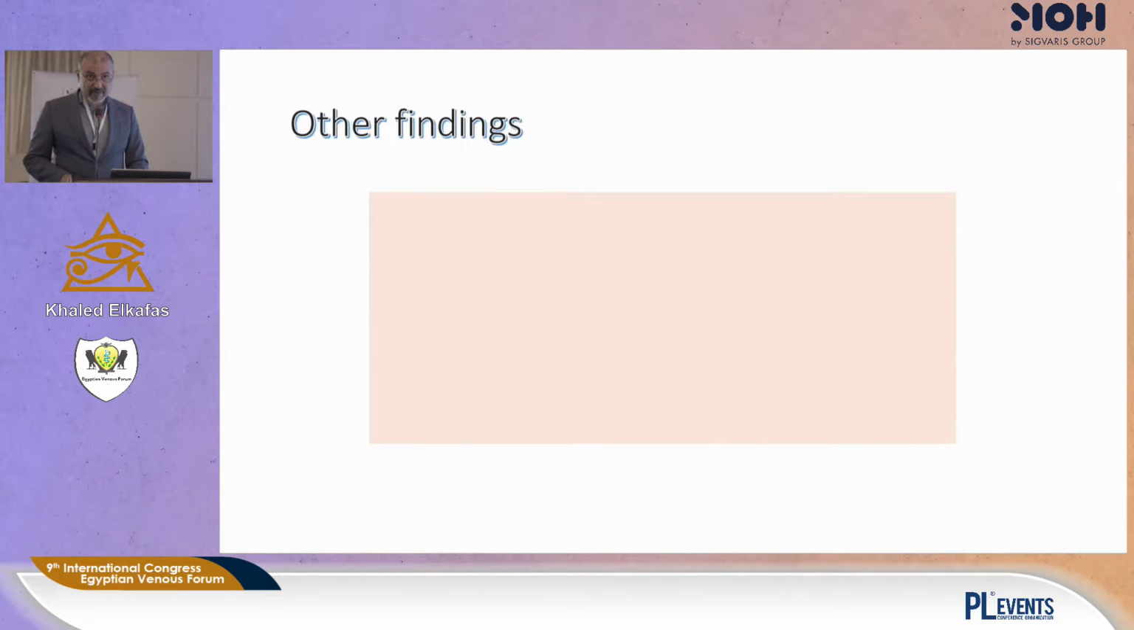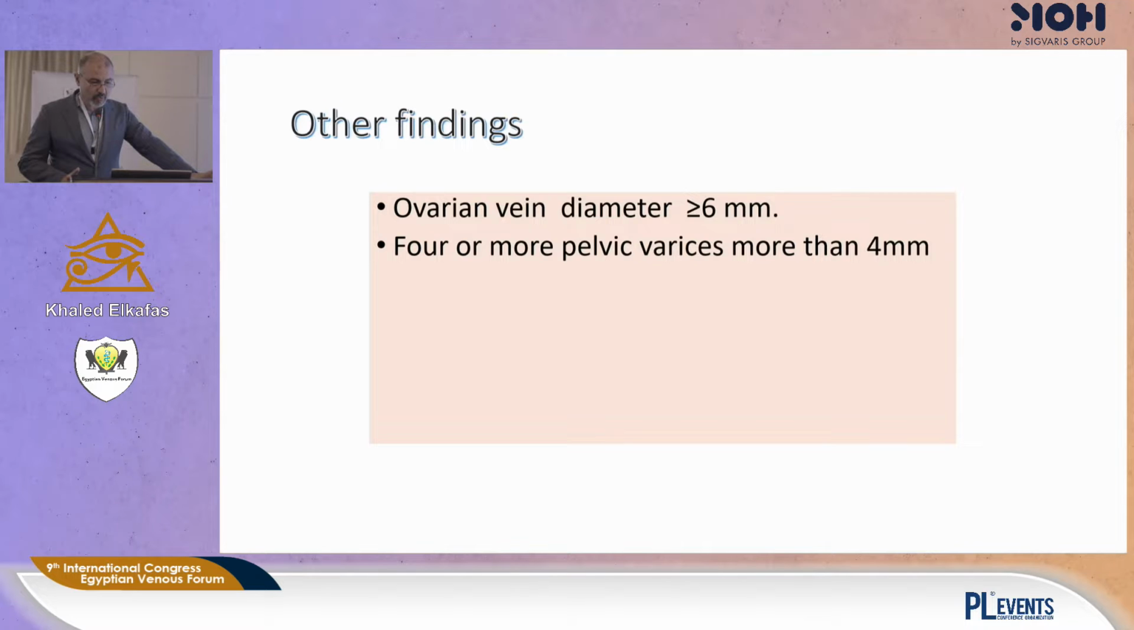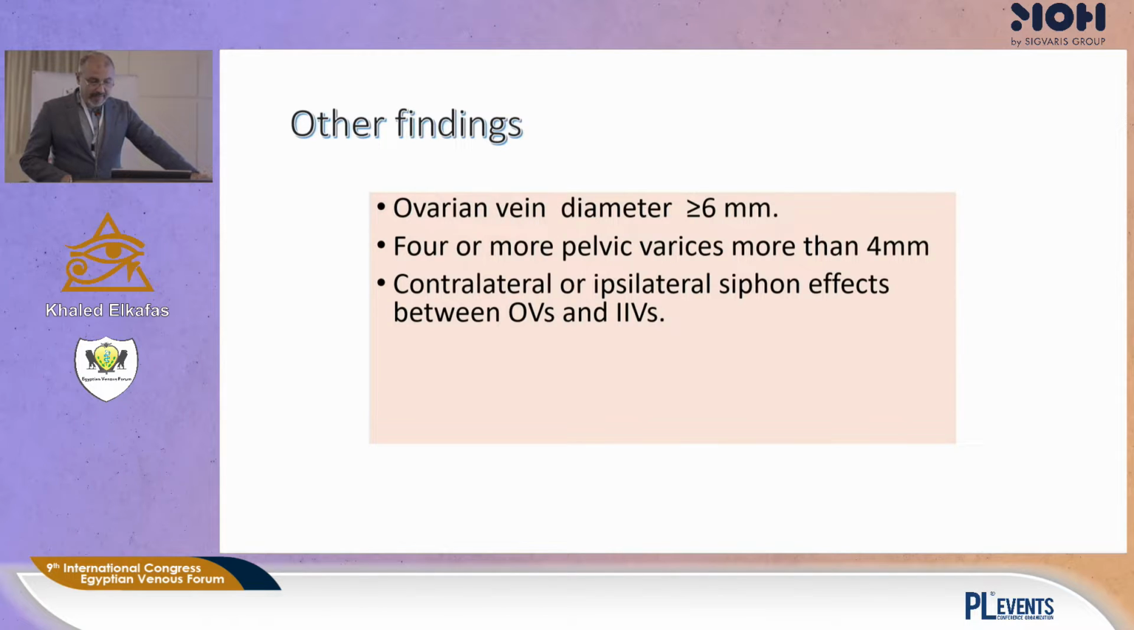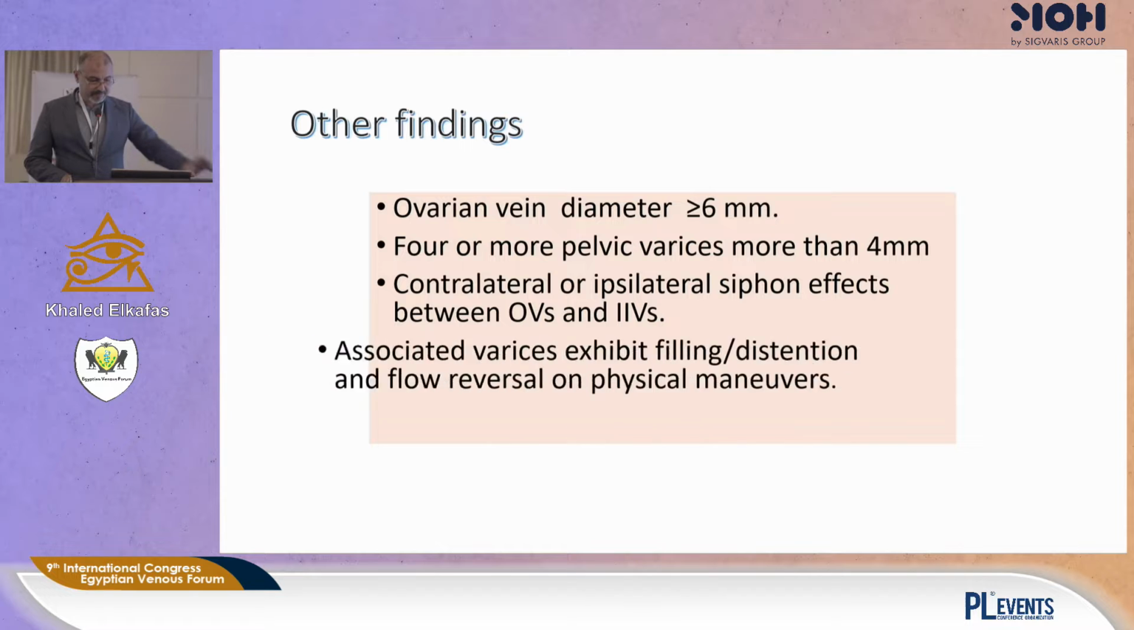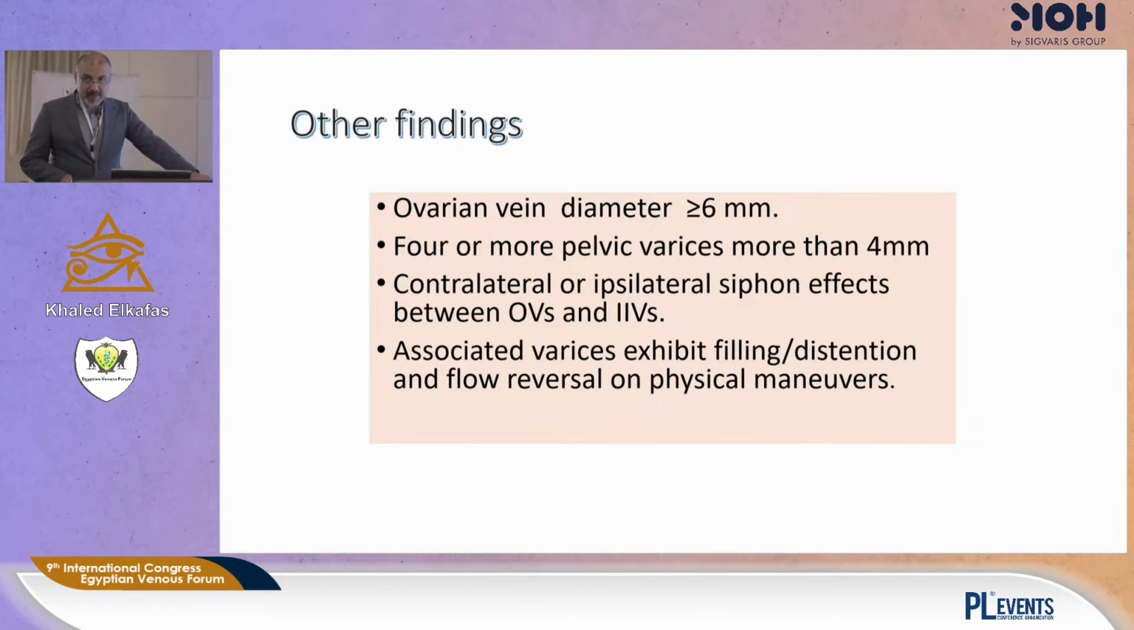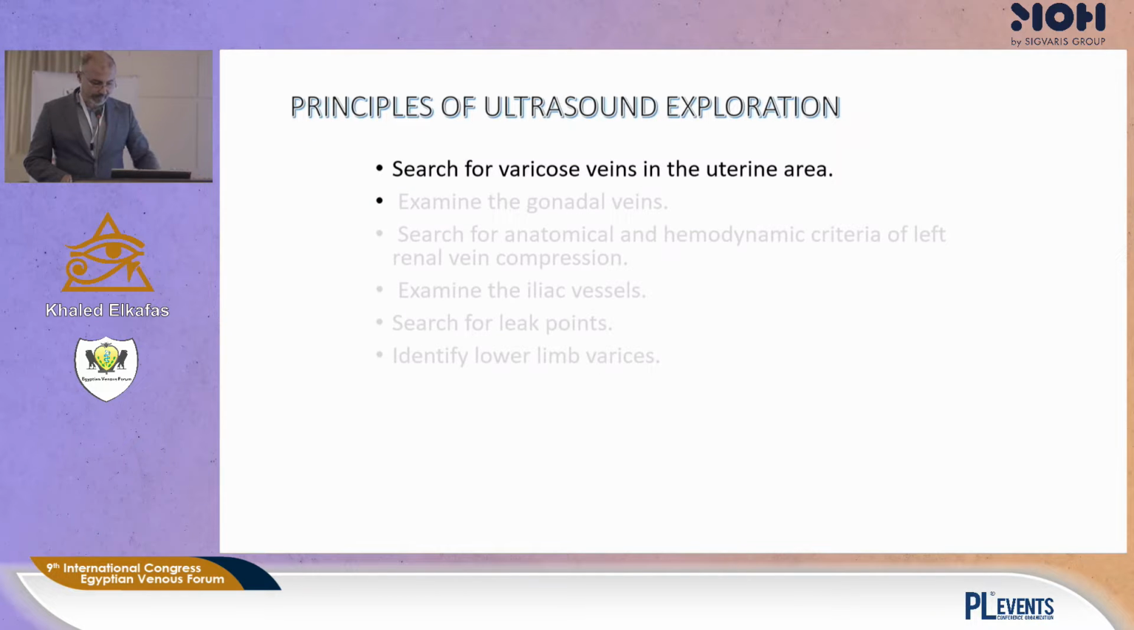We find other associated findings in our examination. We may find the ovarian veins dilated more than 6 millimeters in diameter, or we find pelvic varicosities, with dilated parauterine or parametric veins, at least 4, with a diameter of more than 4 millimeters. We find a contralateral-ipsilateral siphon effect between the ovarian veins and the internal iliac veins. Also, the varicosities show a venous reflux during physical maneuvers.